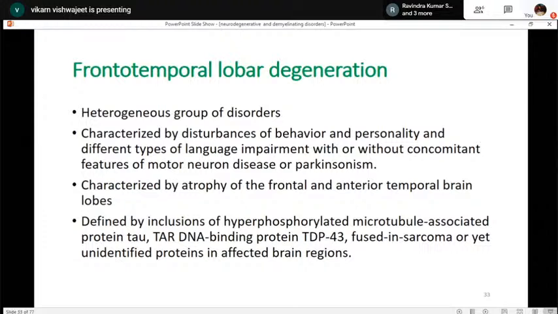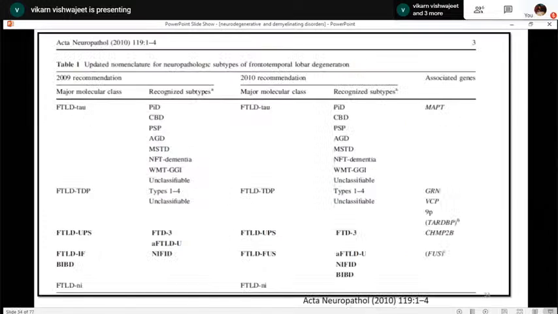Coming to the next part, that is frontotemporal lobar degeneration. Frontotemporal lobar degeneration is a heterogeneous group of diseases characterized by disturbances of behavior and personality. There are different types of language impairment, with or without motor neuron disease or Parkinsonism. Characteristically there is atrophy of the frontal and anterior temporal lobes, and it is molecularly defined based on the presence of different inclusions derived from different proteins. In 2010, major molecular classes of frontotemporal lobar degeneration were given, and they include six categories.